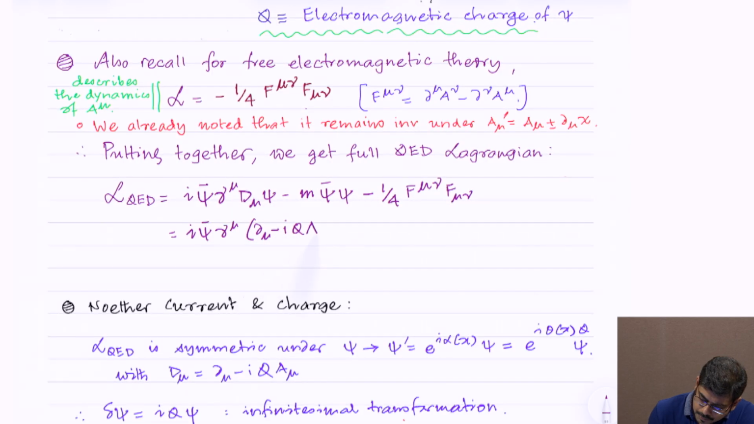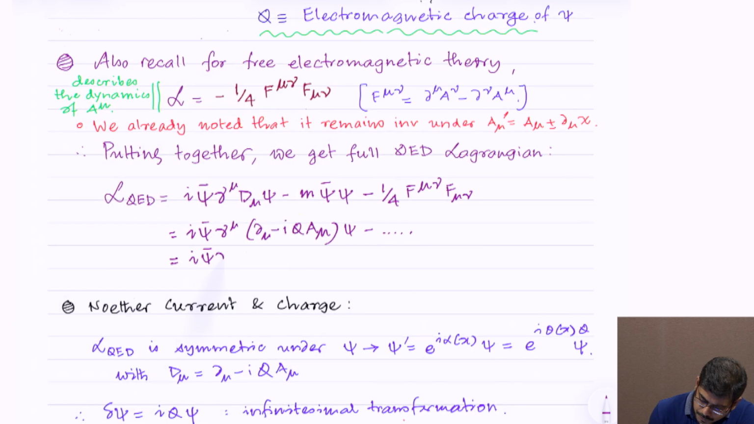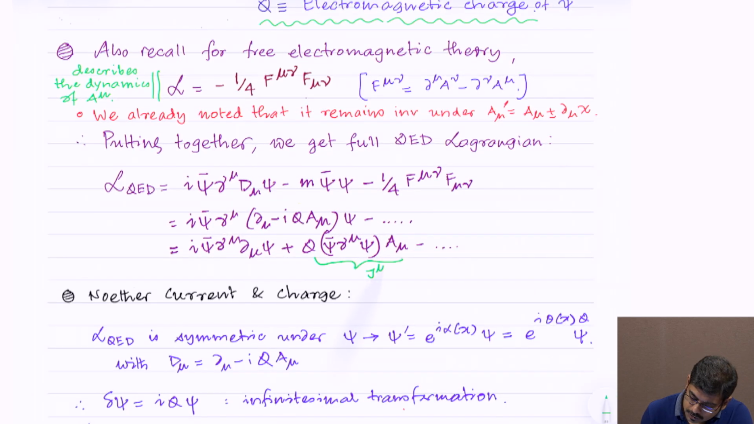And if you expand this term, D mu equal to del mu minus i q A mu, acting on psi, and keep the other terms as they are, this will give you the interaction term. The first term will be the known psi bar i gamma mu del mu psi, and the second term will be plus q psi bar gamma mu psi A mu, right? And the other terms remain as they are. So this is the source term like J mu A mu, where J mu you can define as q times psi bar gamma mu psi.